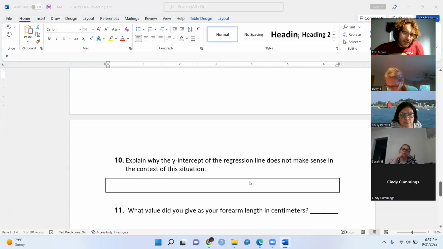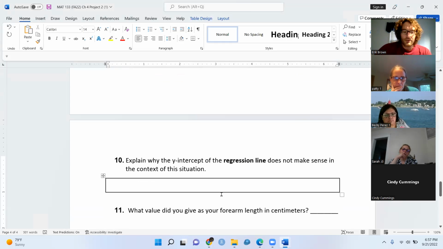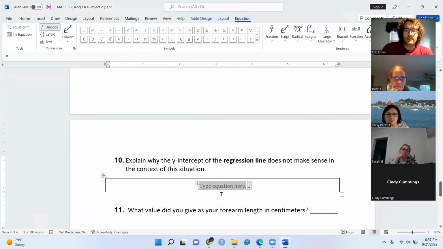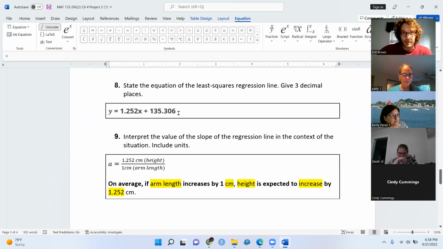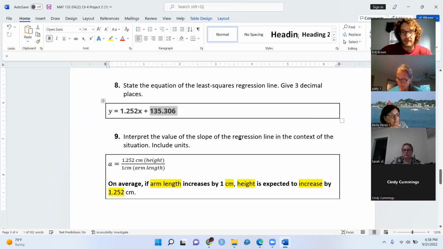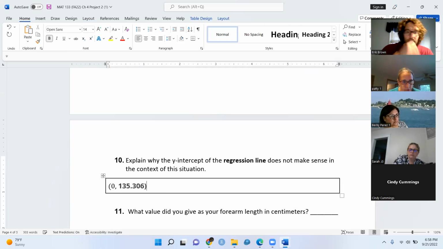Okay, 10 says explain why the y-intercept of the regression line. Oh, look at that. Now we called it the regression line instead of the least squares regression equation. Does not make sense in the context of this situation. Before we do that, let's identify what the y-intercept is. And this is a mistake students often make. It's always an ordered pair. X is always 0. Y is always whatever the B value is in our equation. In this case, it's 135.306. So this is the y-intercept.